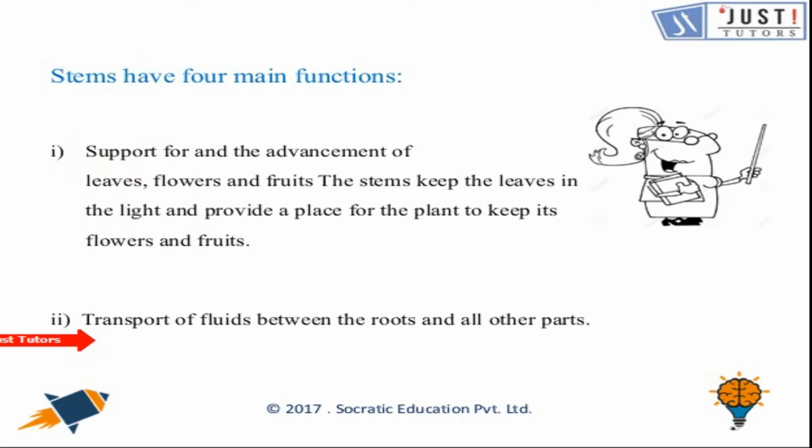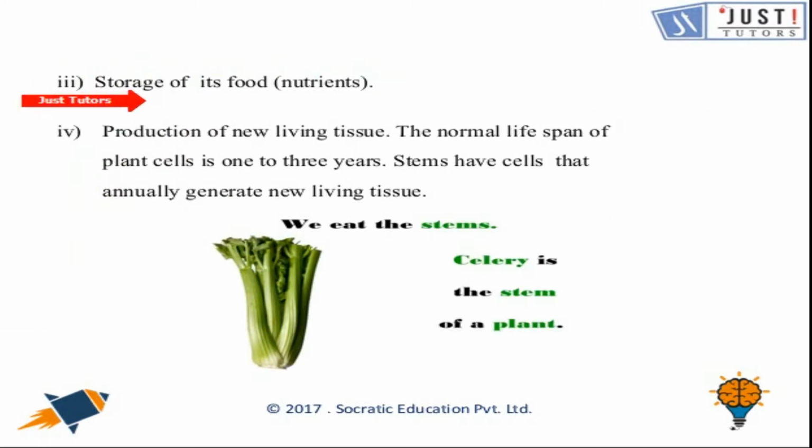Now let's move forward here. The third one is the storage of food. Yeah, so it can store foods, the nutrients. The last one is production of new living tissue. It's very important for a plant to produce new tissues because the normal lifespan of plant cell is 1 to 3 years. Yeah, and then it is death. So it's very important to produce new tissues. Stems have cells that annually generate new living tissue.